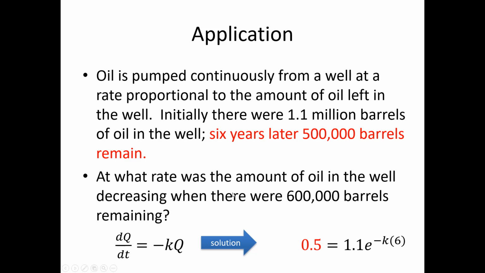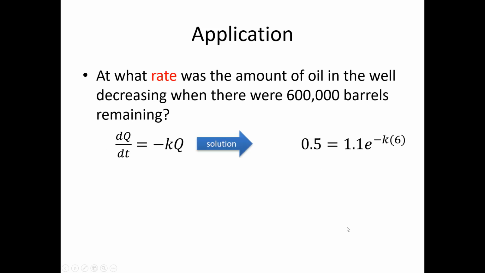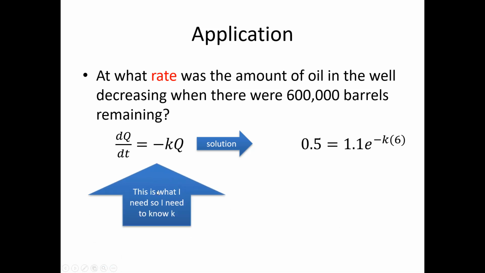So they're asking for the rate, which is this left-hand equation here. So this is what we actually need. But over here, I have an equation that has every variable in it except k, so I'll be able to solve for k. Looking for the rate, once again, I need to know k, so I'm going to work this piece over here and solve this for k.